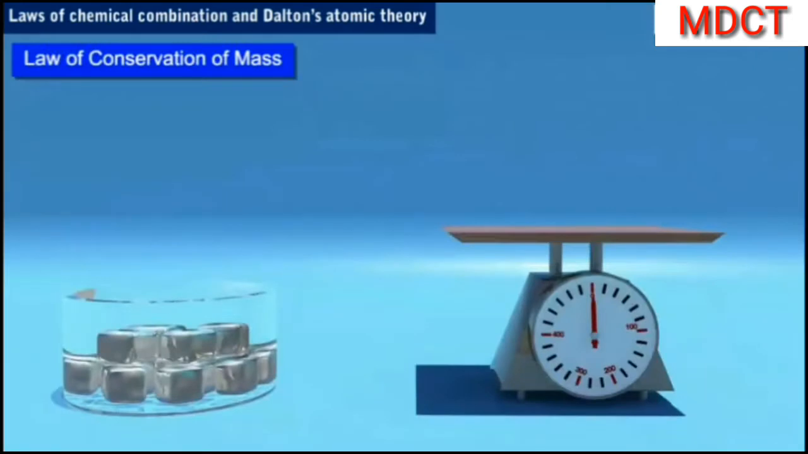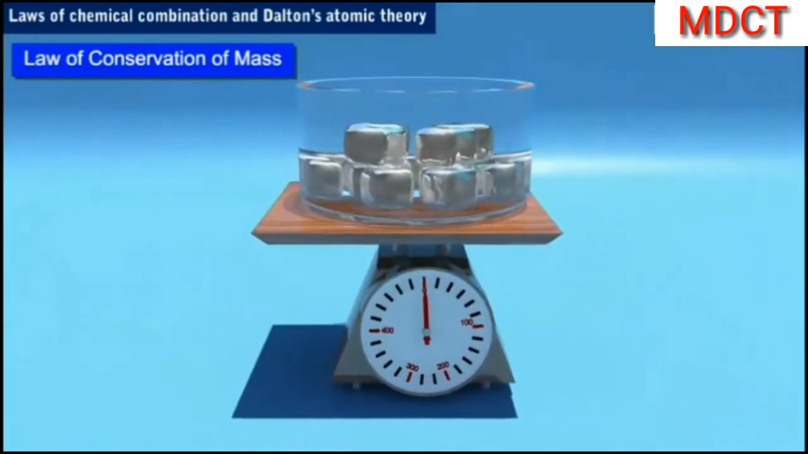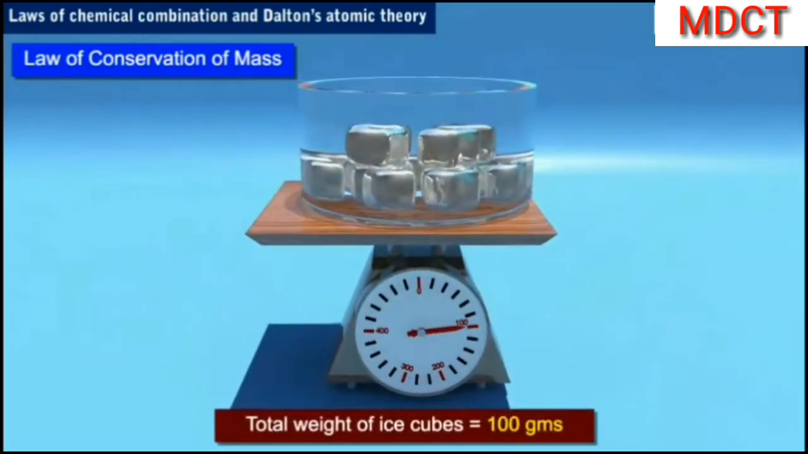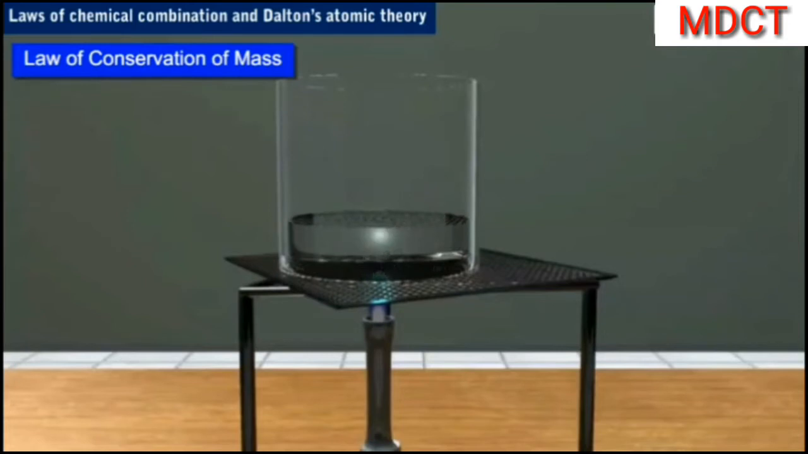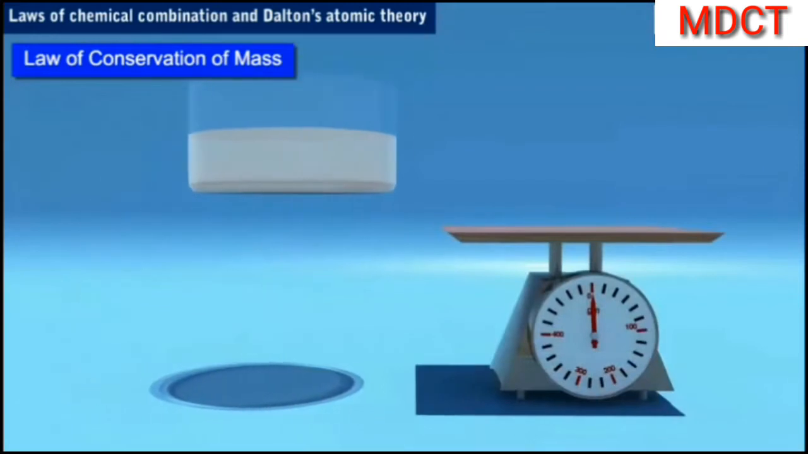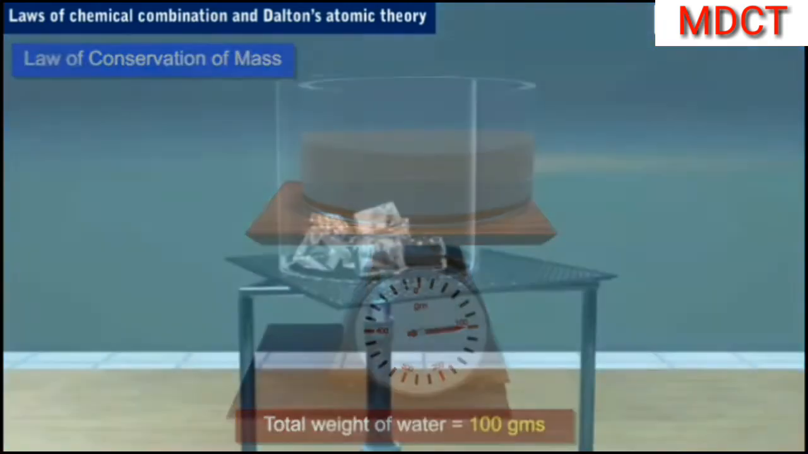Let's place some ice cubes in a dish and weigh it. Let's say that the weight is X. If we heat the ice, it will melt and form water. If we weigh the water, we notice that the weight is the same as the weight of the ice.